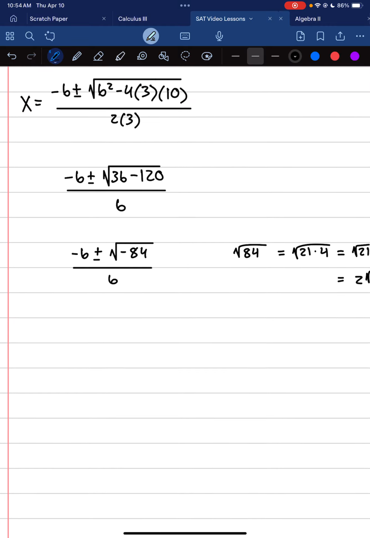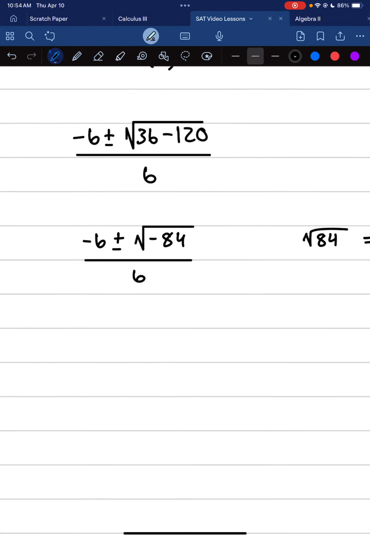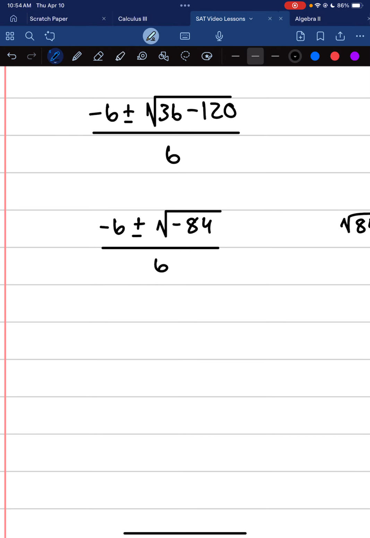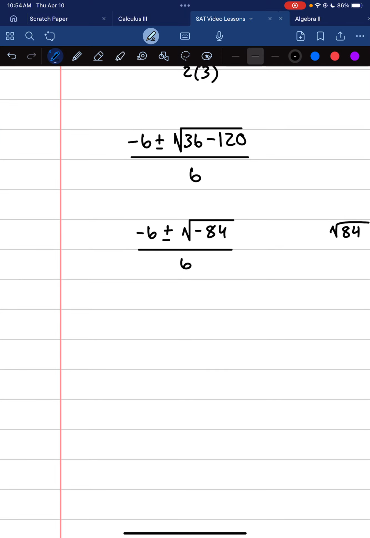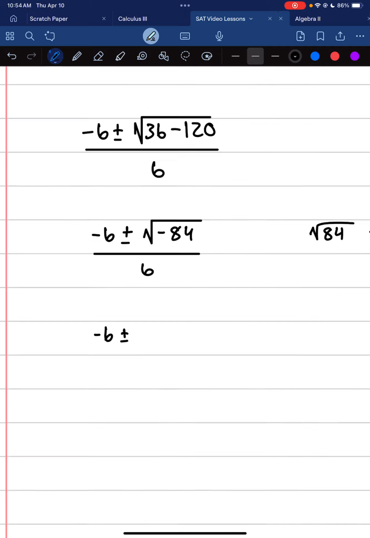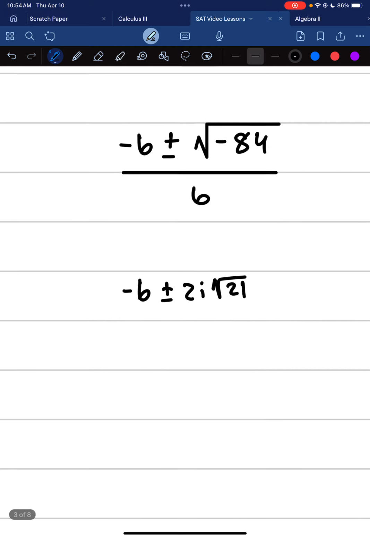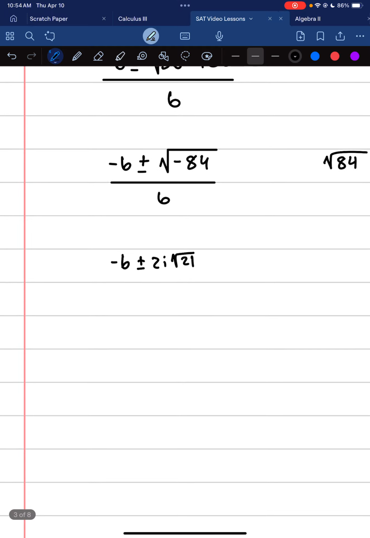But we don't have the square root of 84. We have the square root of negative 84, right? So the way that we're going to simplify this is almost in the exact same way, except it's going to end up being 2i root 21. Since this is a negative square root, it is going to be an imaginary number. And then this is all going to be over 6.